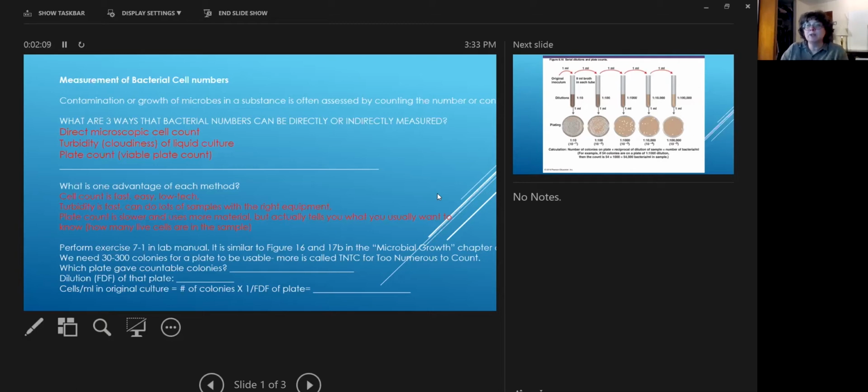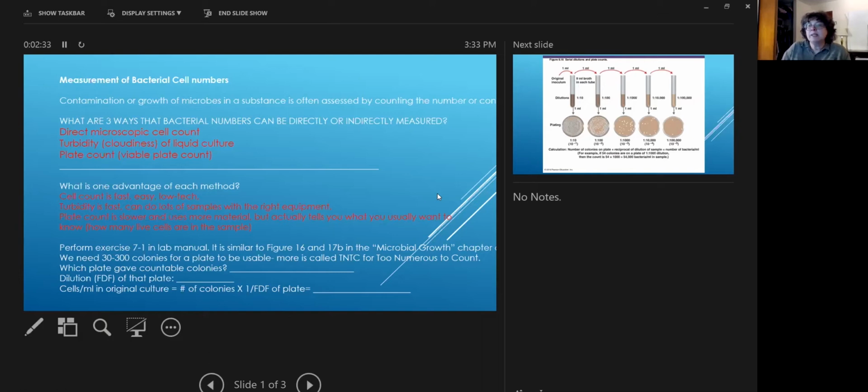And the third method, the one that you will do in lab, is a plate count, or a viable or standard plate count. Each approach has its advantages, and for the cell count, the biggest advantage is all you need is a microscope, a way to measure your sample, and a person who can use a microscope. So it's very low tech, you get results pretty fast, and it's easy to do.